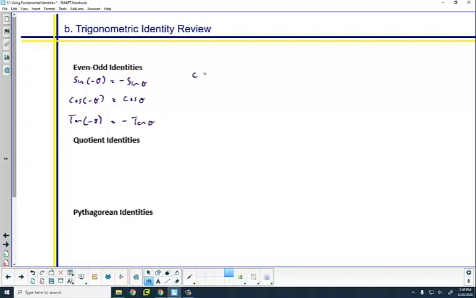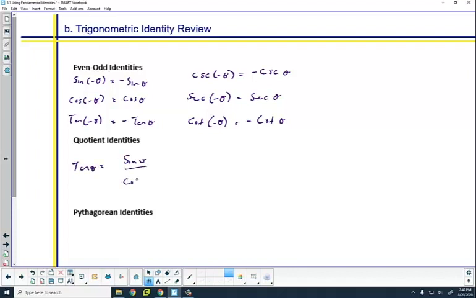Cosecant of a negative theta: since sine is odd, cosecant, its reciprocal, is odd. Secant is even, so it's just the secant. And cotangent is an odd function because tangent is odd. Quotient identities. The tangent of an angle is the sine over the cosine, and the cotangent of an angle is the cosine over the sine.